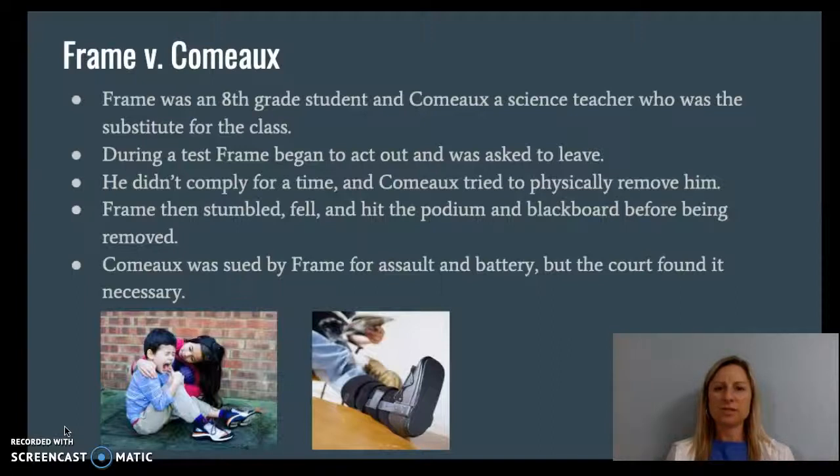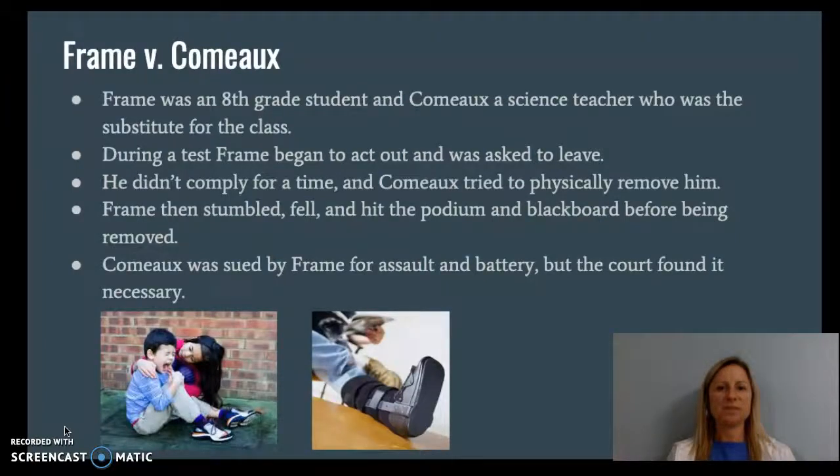The first case that I looked at was actually in one of the readings, and this is Frame versus Camo. Frame was an 8th grade student, and Camo was a science teacher who was subbing for the class at the time. And during that time, the student, among other students, were acting out during a test and asked to leave. And for a while, this one student, Frame, did not listen, did not comply, and so the teacher tried to physically remove him at the same time that the student was standing up.